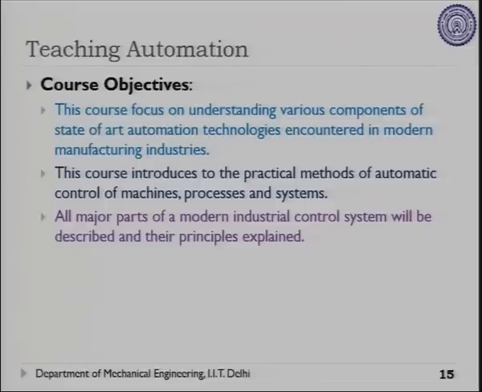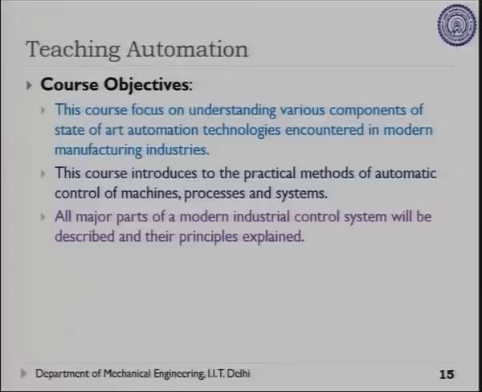So from now onward, you always look about the term automation, and wherever you get this kind of information, try to assimilate it, get it, and then work on it. So try to cover various components of state of art automation technologies in modern manufacturing industry. Because this course I am running in a mechanical engineering stream, so I am more focused on manufacturing automation, right? And so that's what I have mentioned, in modern manufacturing industries, right?